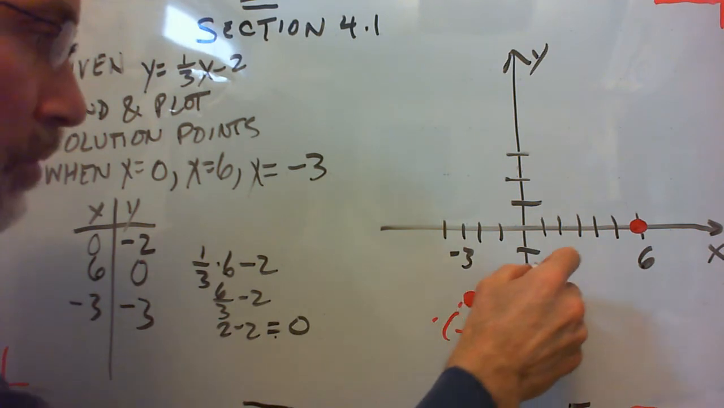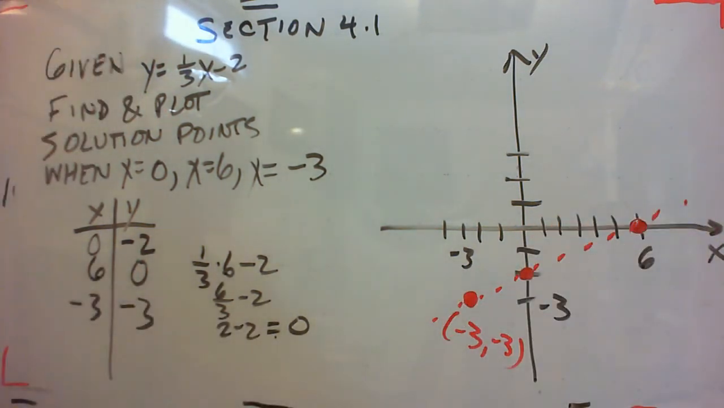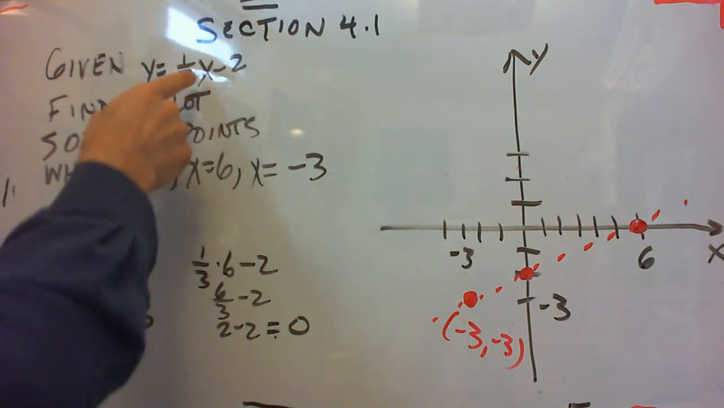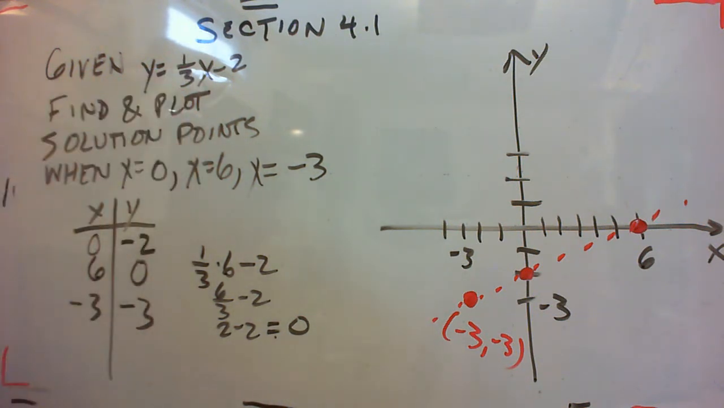And again, these points line up in a line. And if you notice something, because my x values were multiples of 3, the fraction canceled out. That's a nice thing to remember when we're plotting lines.